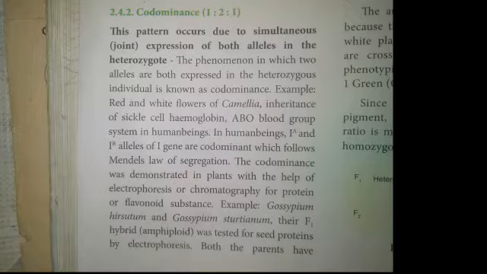Examples of codominance are the crossing of red and white flowers of camellia, the inheritance of sickle cell hemoglobin, and the ABO blood group system in humans. In the ABO blood group in human beings, the allele A and the allele B of the I gene are codominant, which follows Mendel's law of segregation.